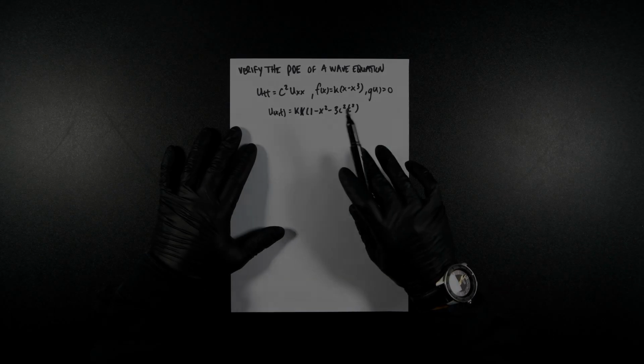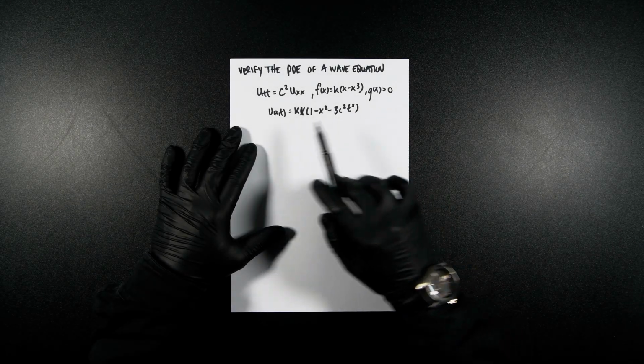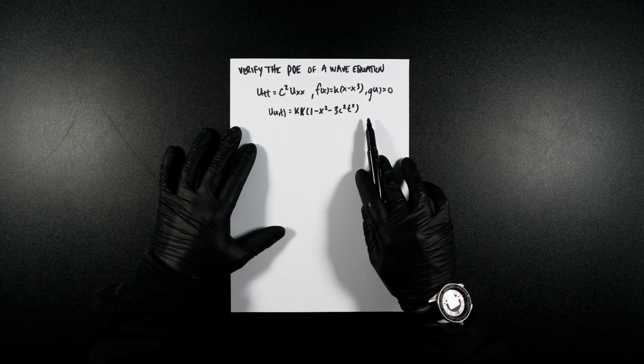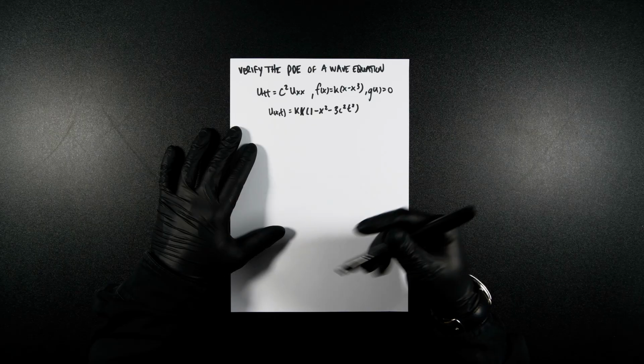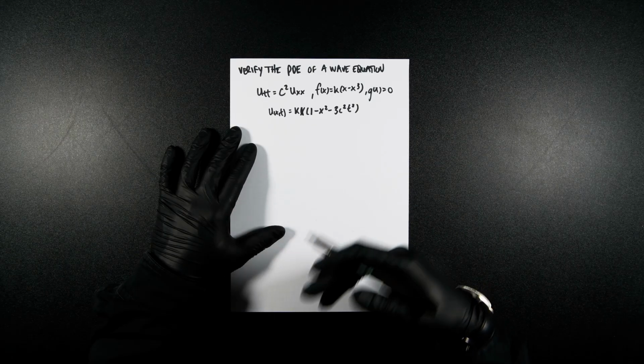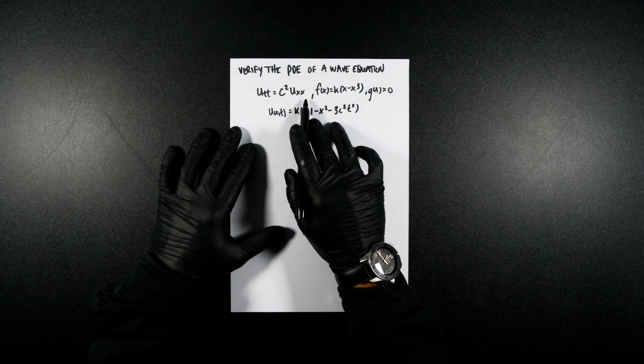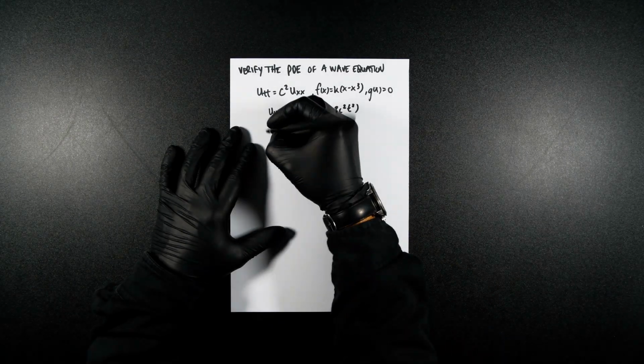In a video I uploaded 2 days ago, I found the solution to the wave equation with this f(x) and g(x) to be this, using D'Alembert's formula. However, in a lot of problems they might ask you to verify the partial derivative of a wave equation by doing this. So first let's do the time derivatives.